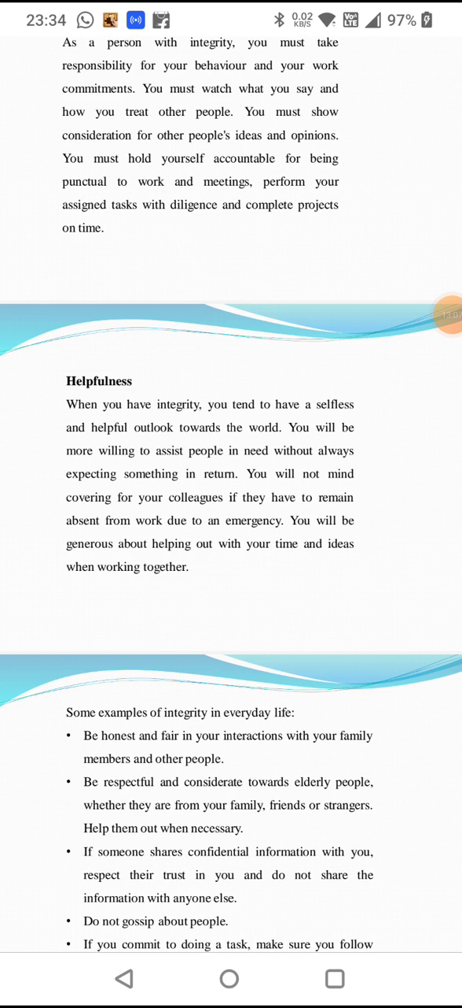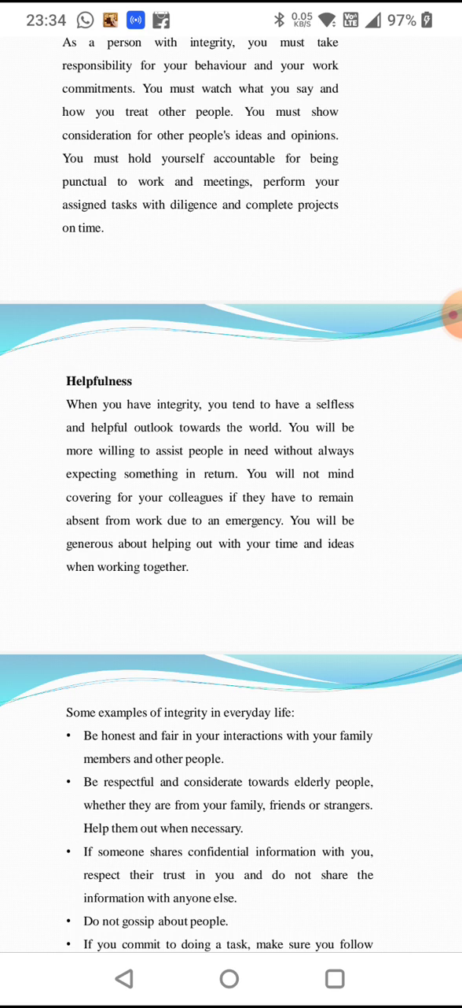Some examples of integrity in everyday life: be honest and fair in your interactions with your family members and other people. Be respectful and considerate towards elderly people, whether they are from your family, friends, or strangers. Help them out when necessary.